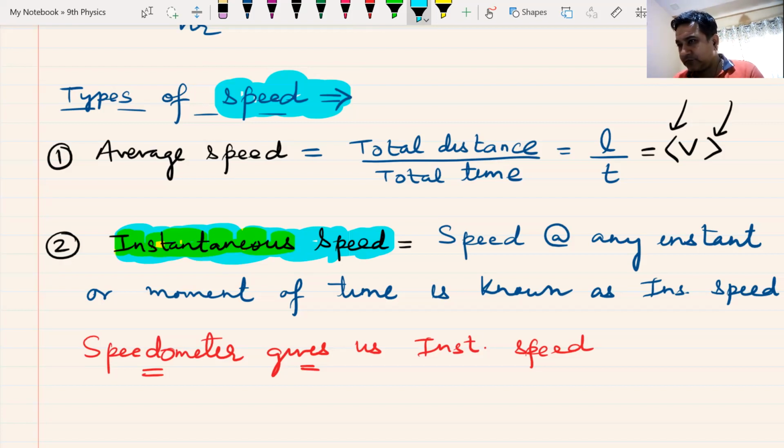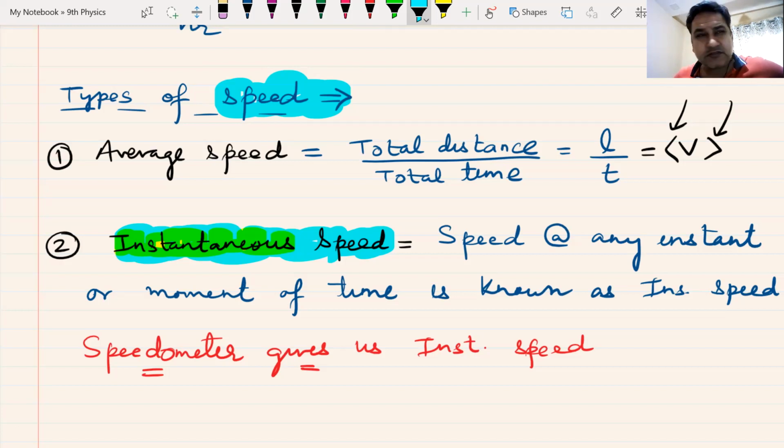Normally, whenever we talk about average speed, we always use the full term. My average speed is 30 km per hour. When I say my speed is 30 km per hour, more often than not, I am referring to instantaneous speed. So these are the 2 types of speed that we have learned today. 2 more are left, which we shall do in the next class.